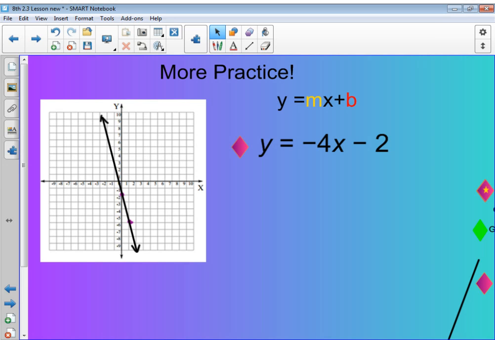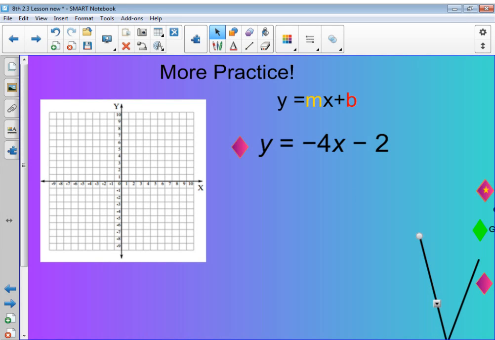So you should have ended up with a line that looked like that. Notice how it's a negative slope. And if I check the slope, it is 4 over 1. And we started at -2. Okay, so that's working with basic equations where they give us everything in that y-intercept form.